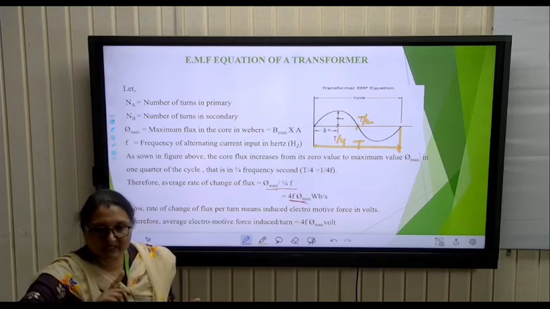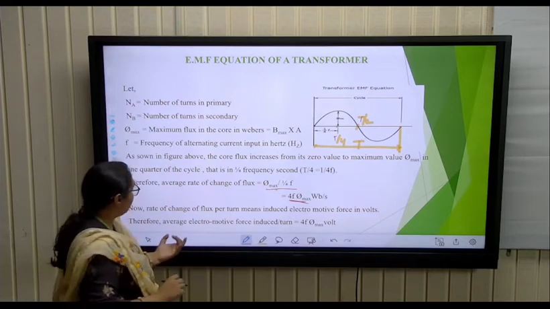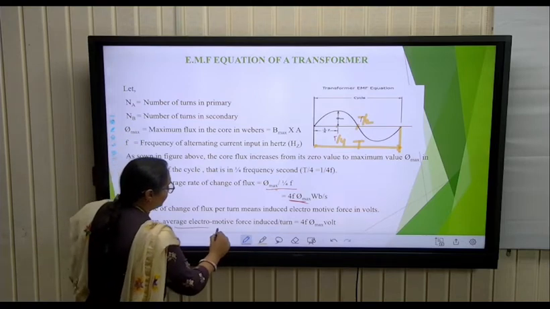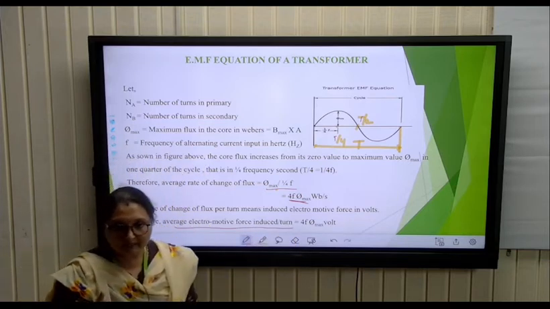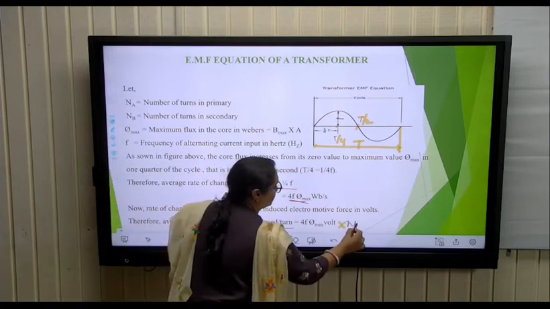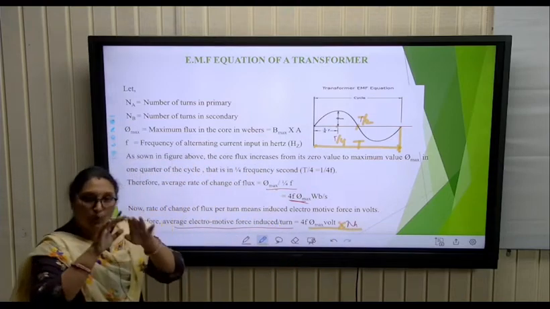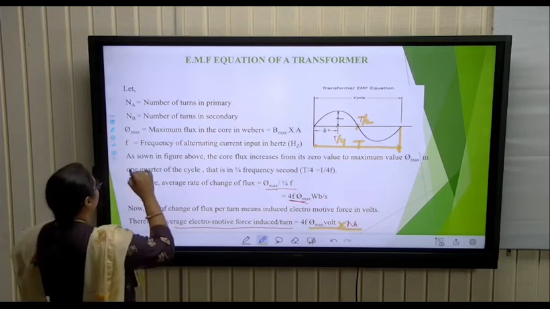Now you know that as per Faraday's laws of electromagnetic induction, the induced EMF is directly proportional to the rate of change of flux. So when you equate this, you will get the average electromotive force induced per turn. It is for a single turn. Now if I multiply this with the number of turns, then I will get the total induced EMF on the primary side. Fine.